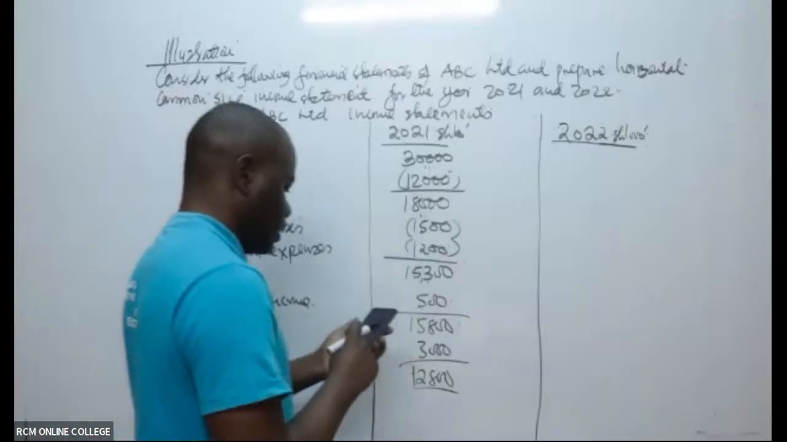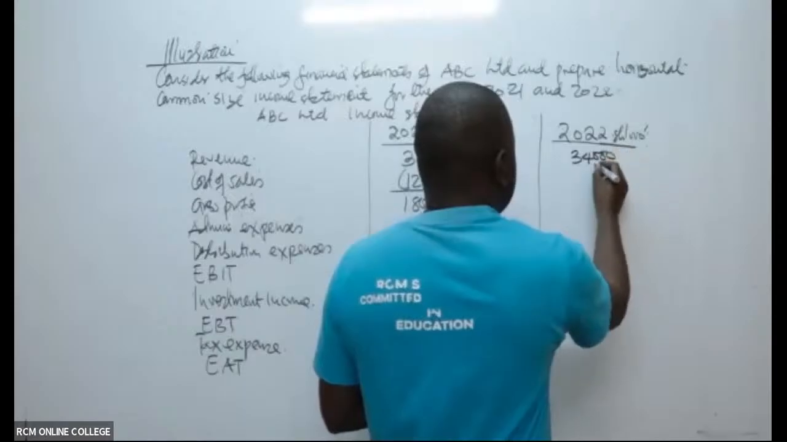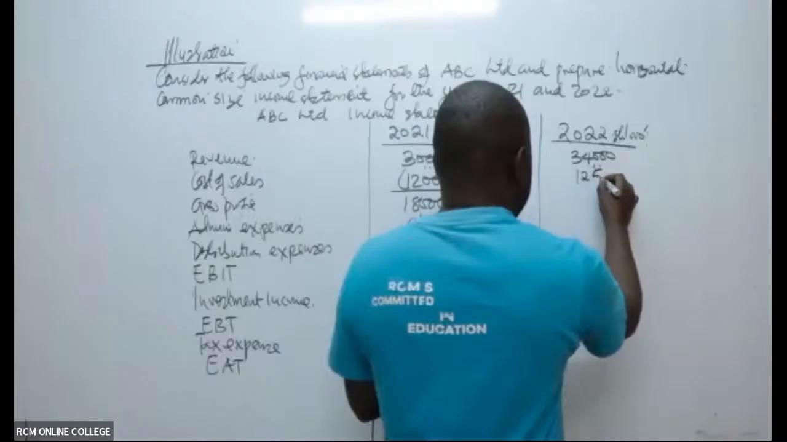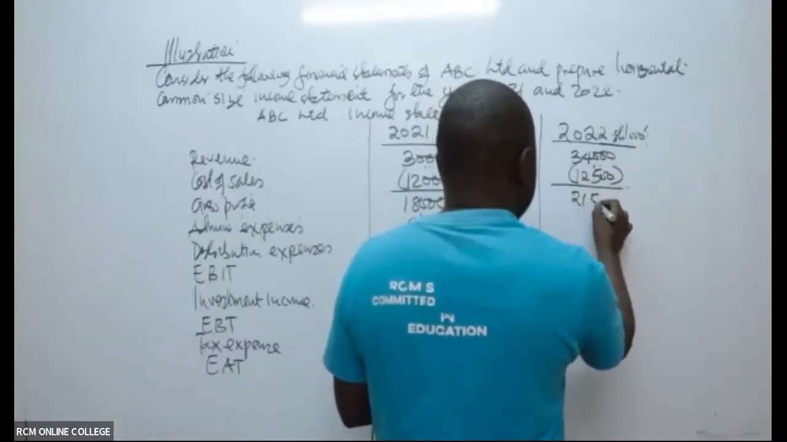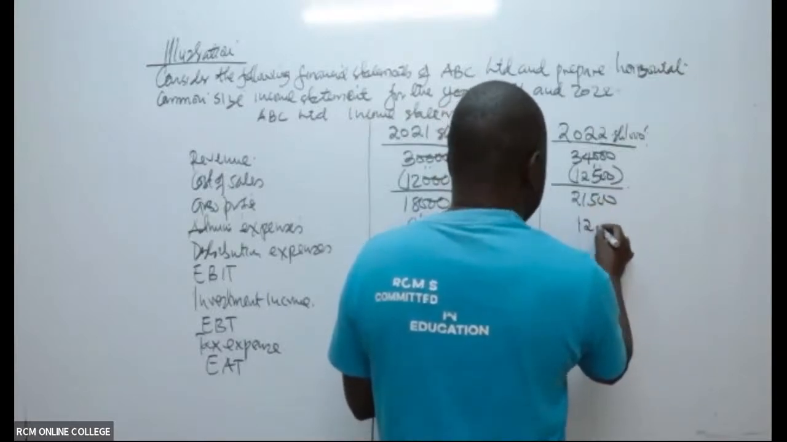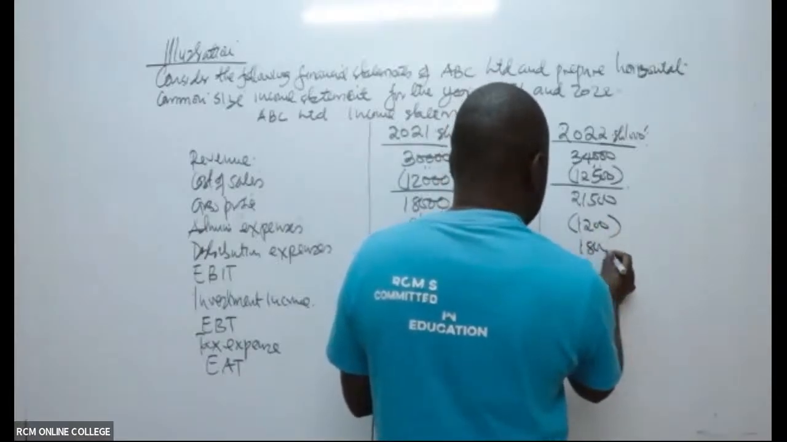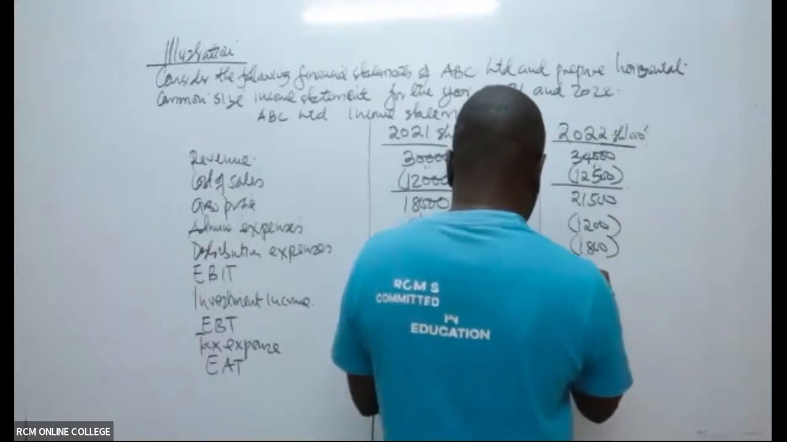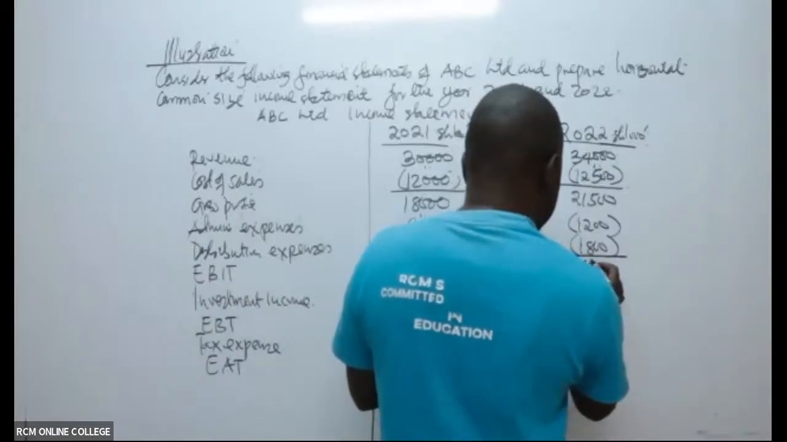So you can also do the same for this one. So this one is 34 million. This one is 12,500. That will give you 21,500. Then this one is 1.2 million. This one is 1.8 million. So it will give you 18,500,000.